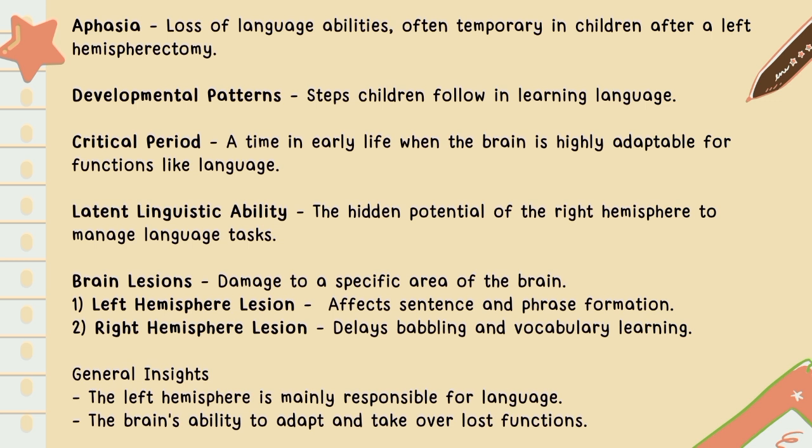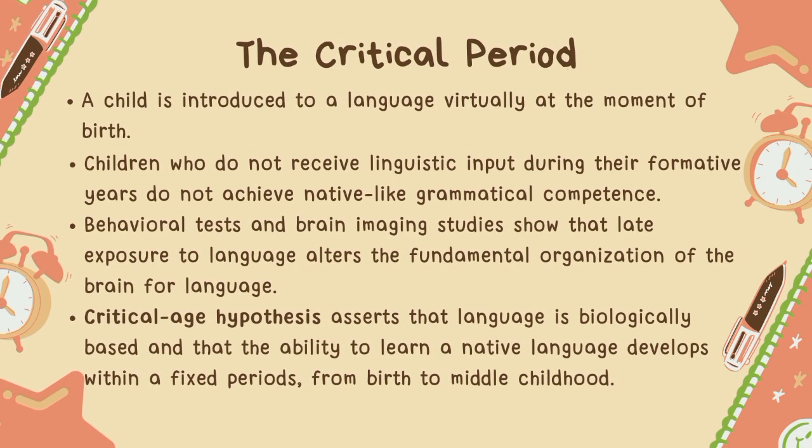So, damage to the left or right hemisphere can lead to different types of language impairments depending on the brain's specializations. So, here are the general insights. The left hemisphere is mainly responsible for language, and the brain's ability to adapt and take over lost functions. The brain is naturally designed for language specialization in the left hemisphere but can adapt when damage occurs early in life. On to our next topic, the critical period.